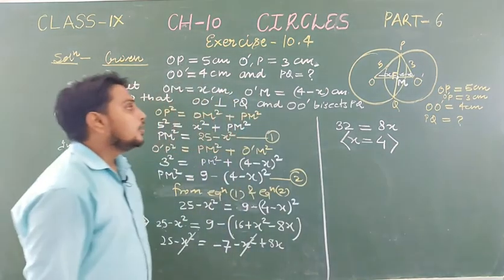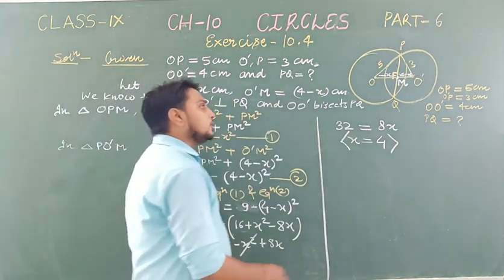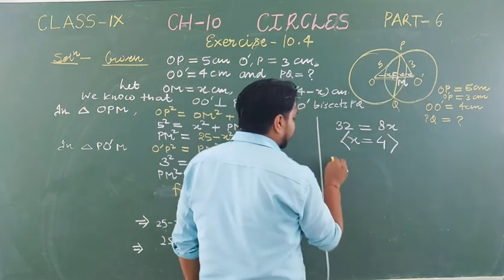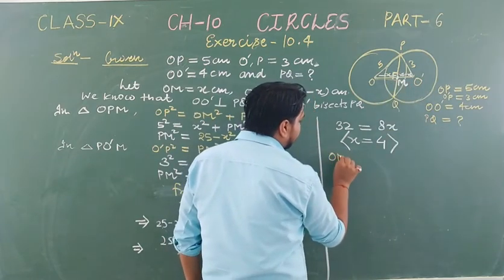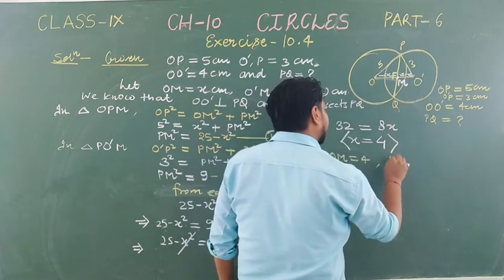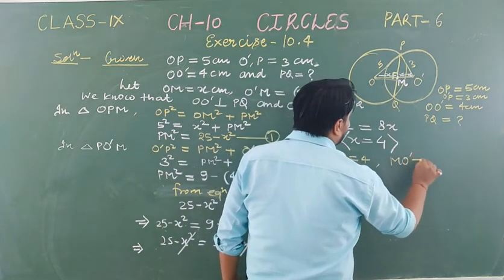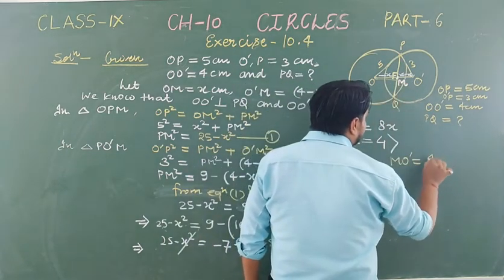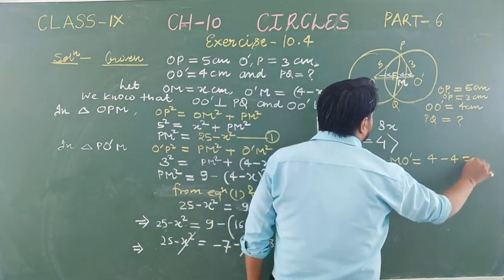Okay. So if x is equal to 4 students, it means the value of OM is 4. So here the value of OM is what? 4. And the value of MO dash will be what? 4 minus x means 4 minus 4, that is 0.